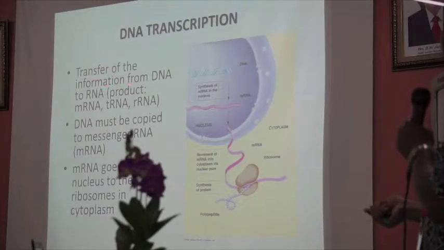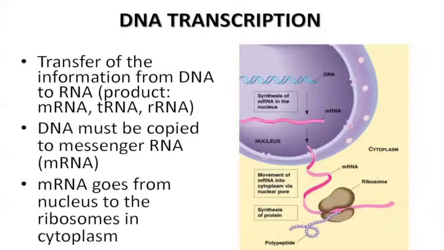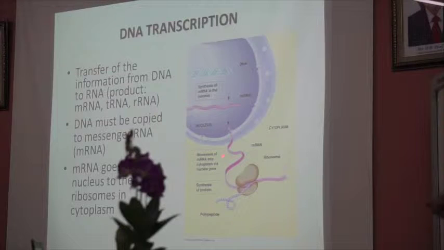Another thing is the transfer of information from DNA to RNA. Again, the product is messenger RNA, transfer RNA, or ribosomal RNA. DNA must be copied to messenger RNA, and mRNA goes from the nucleus to the ribosome in the cytoplasm. When we imagine the eukaryotic cell, the example is our cell.